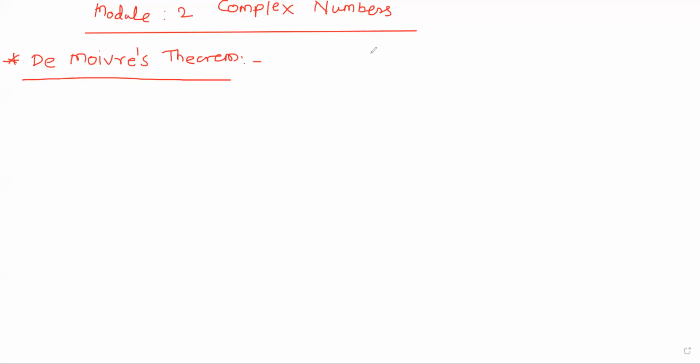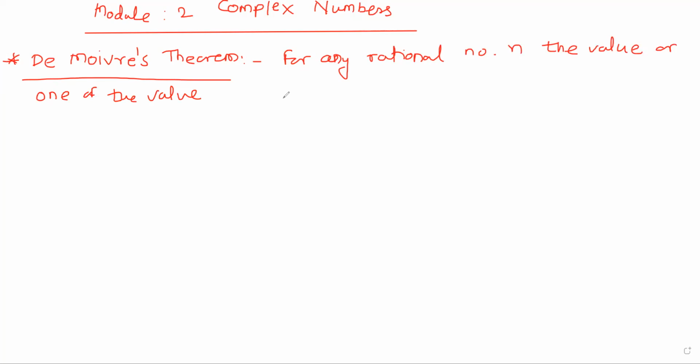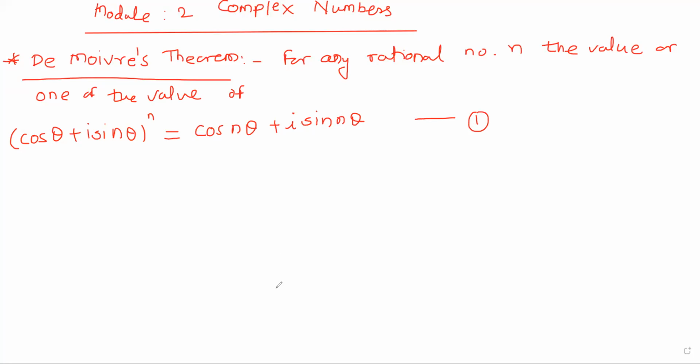De Moivre's theorem says that for any rational number n, the value, or one of the values, of (cos theta plus i sine theta) raised to the whole n is equal to cos of n theta plus i sine of n theta. So for any rational number n, one of the values of (cos theta plus i sine theta) raised to n is cos of n theta plus i sine of n theta. The proof is not expected, only the statement we have to understand and remember, right?